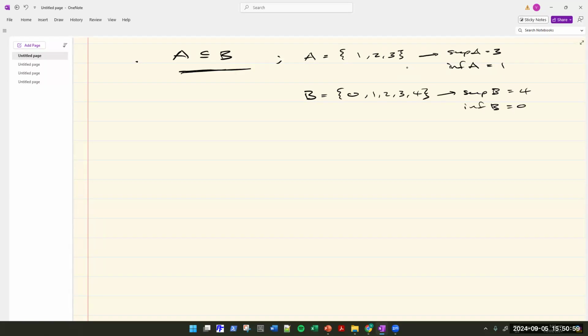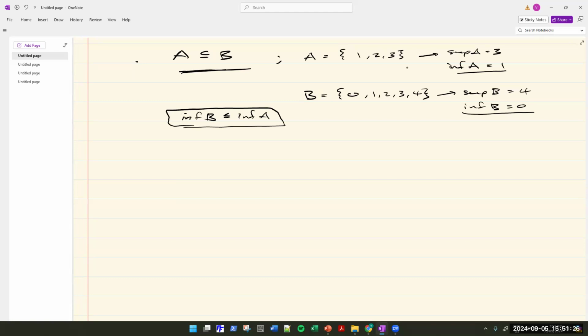That's what we want. And if we look at the infimum, for example, the infimum of A is 1, and the infimum of B is 0. So we get that the infimum of B, which is 0, is less than or equal to the infimum of A, which is 1. And this is what the result is saying. So it's kind of easy to see why this would happen.